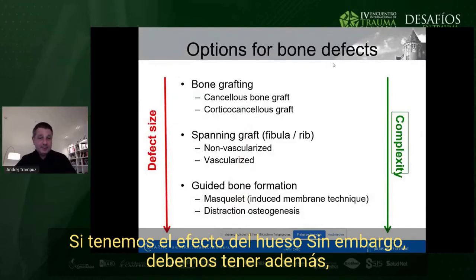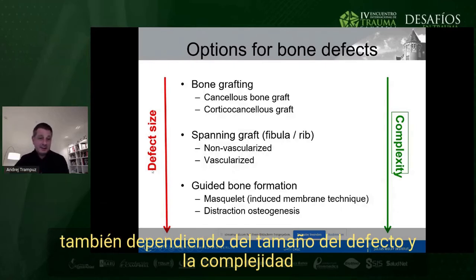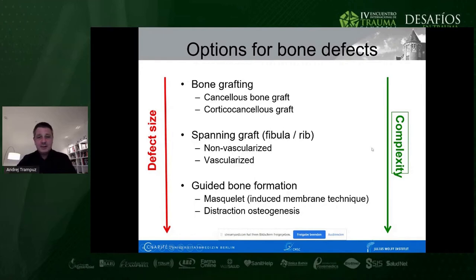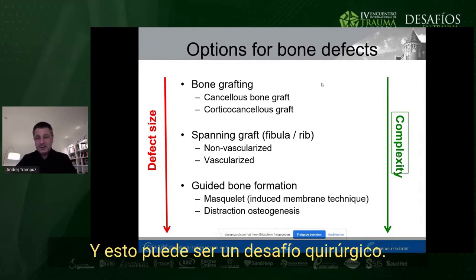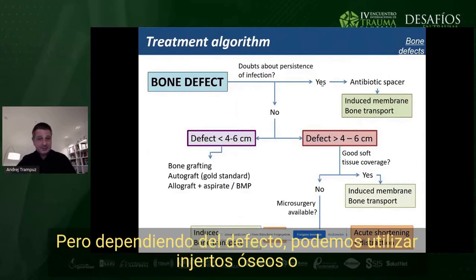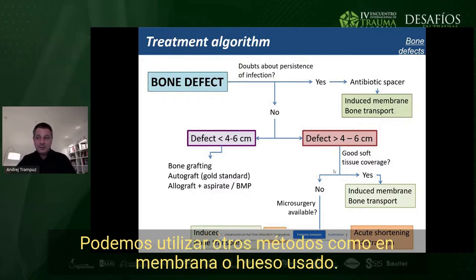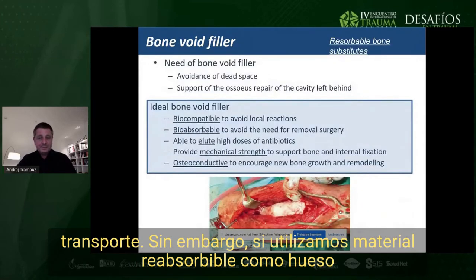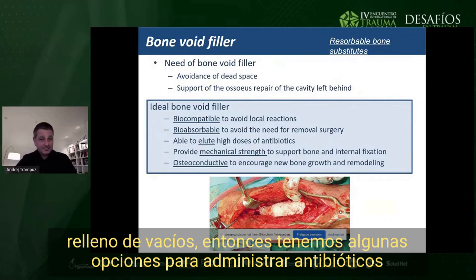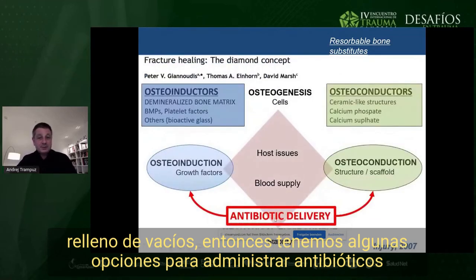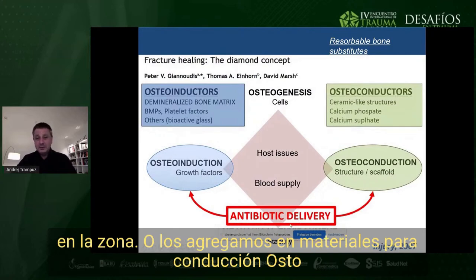If we have, however, bone defects, then we need to have in addition, depending on the size of the defect and the complexity, to think how to reconstruct. And this can be surgically quite challenging, but depending on the defect, we can use bone grafting, or we can use other methods such as induced membrane or bone transport. If, however, we use resorbable material as a bone void filler, then we have some options to deliver antibiotics locally.